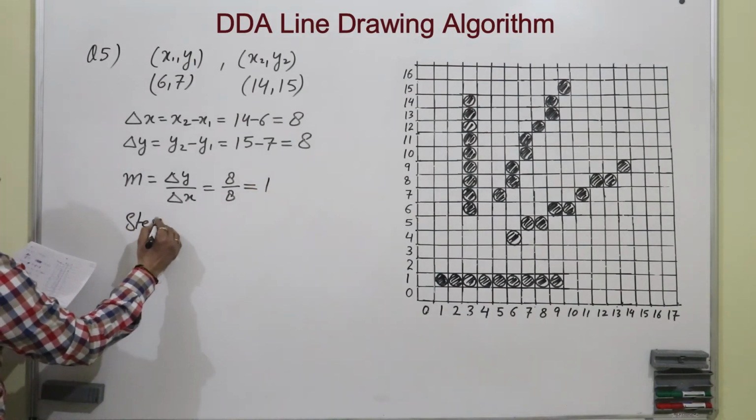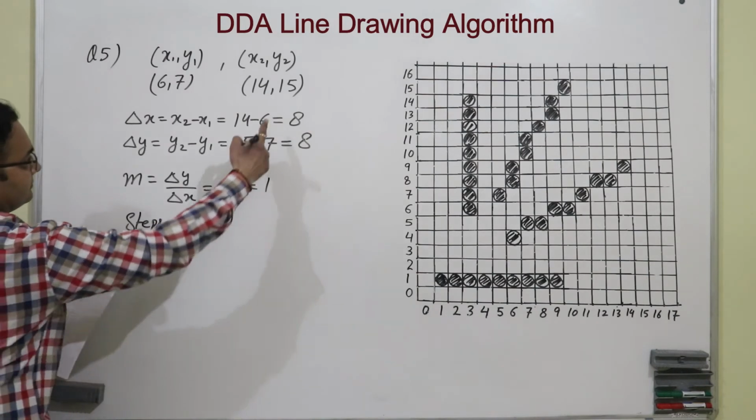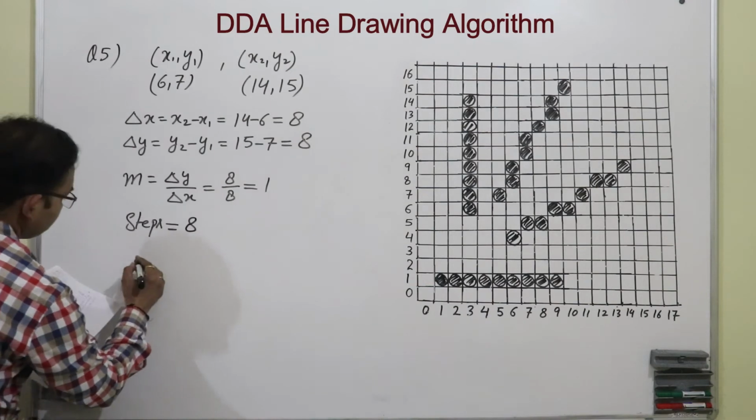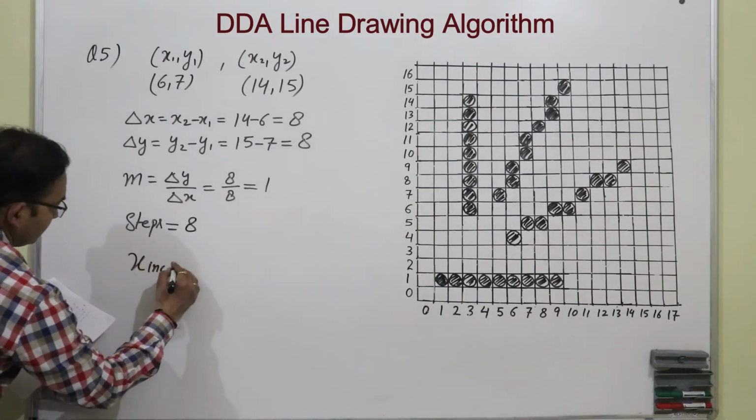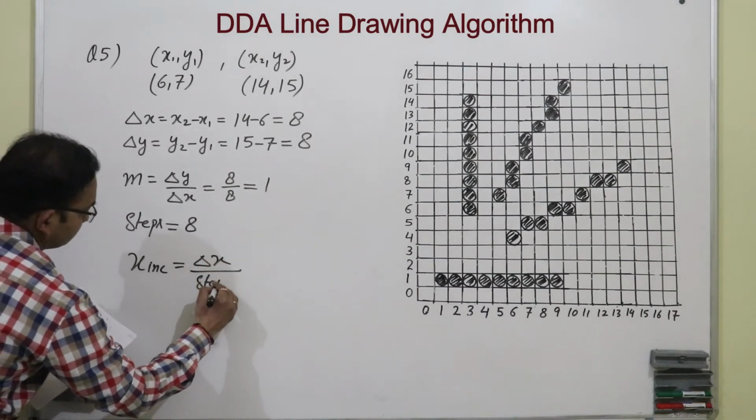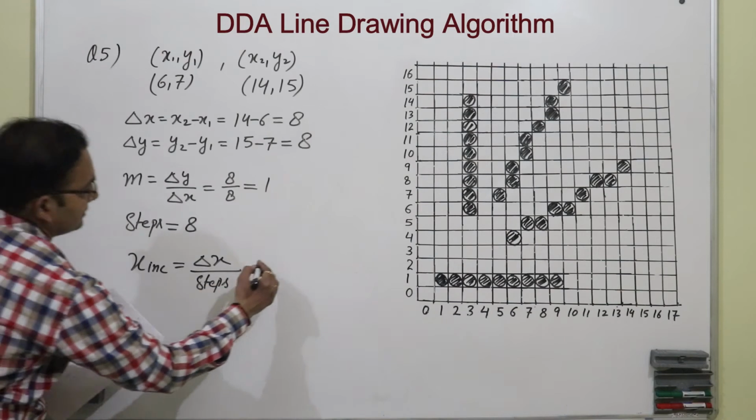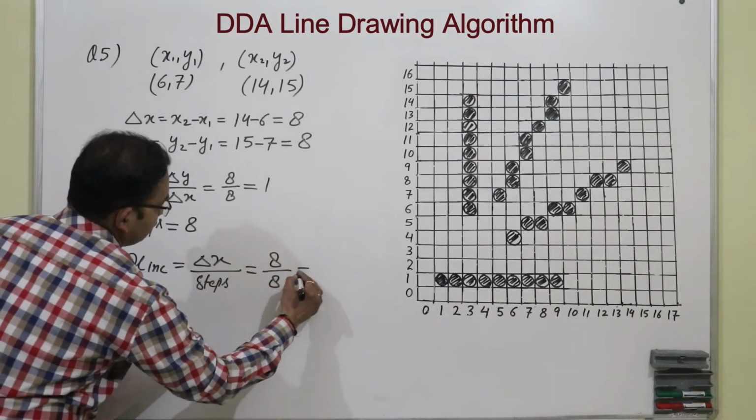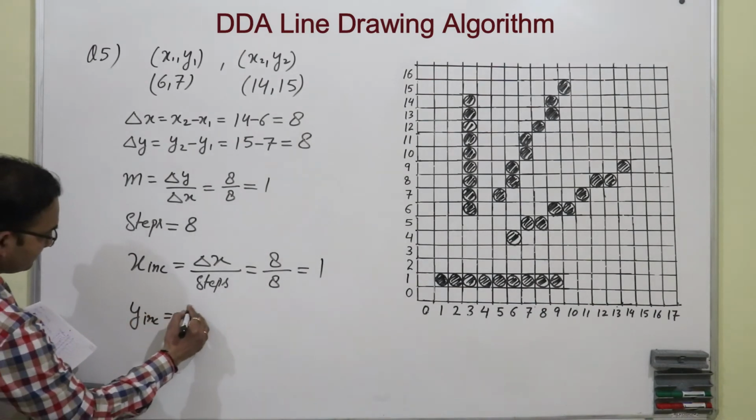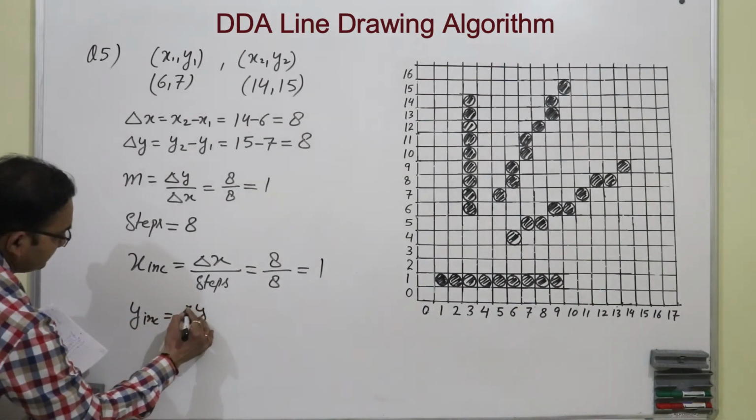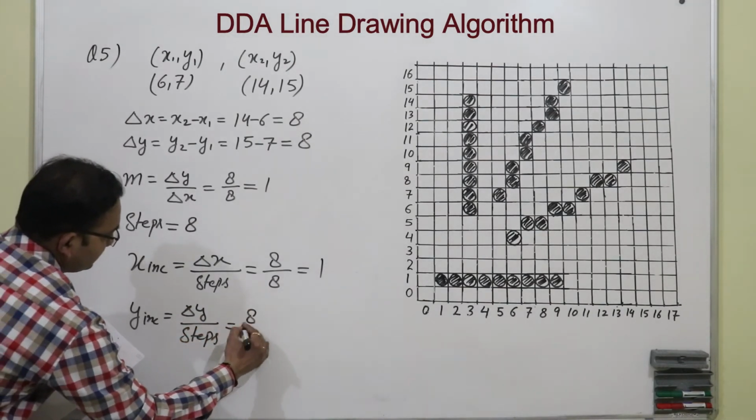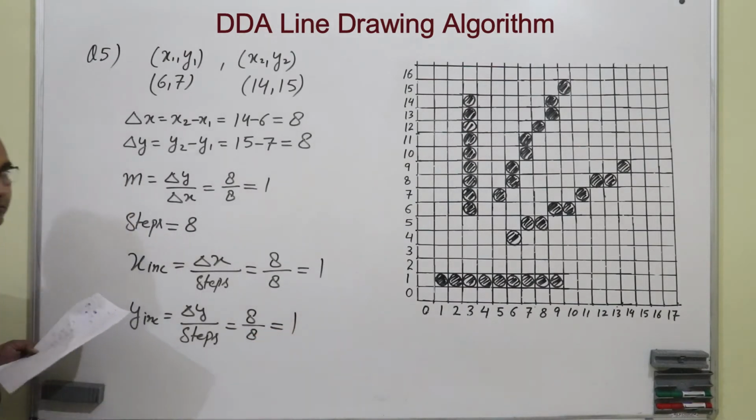Steps equal to, both are equal, that is why it is 8. X increment equal to change in x upon steps, 8 upon 8, it will be 1. Y increment equal to change in y upon steps, equal to 8 upon 8 equal to 1.